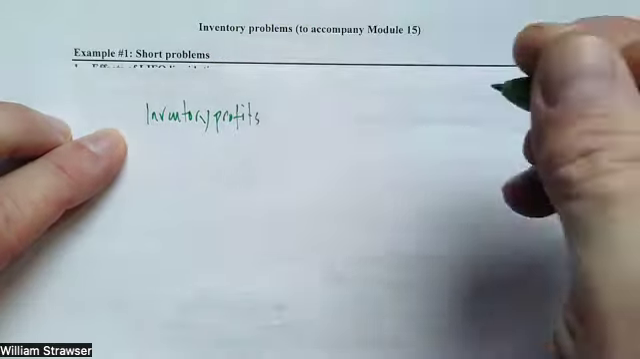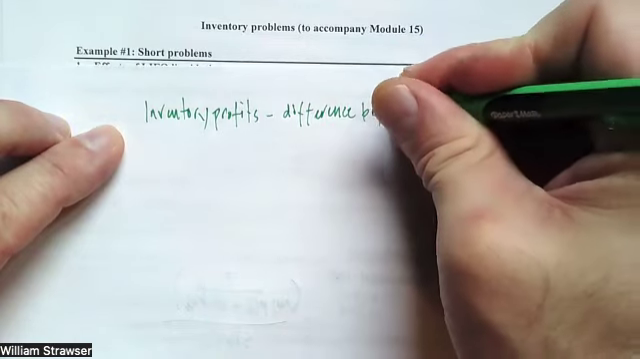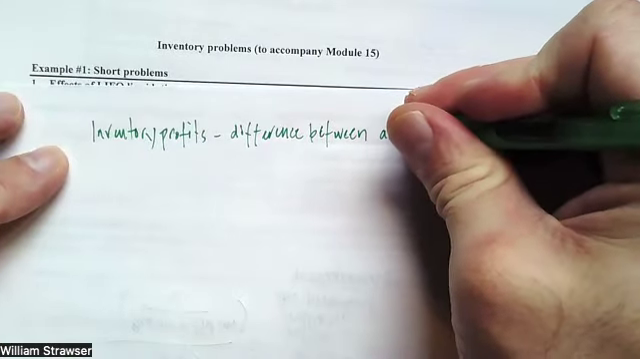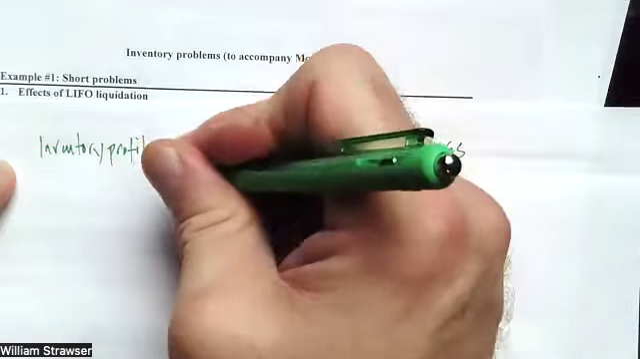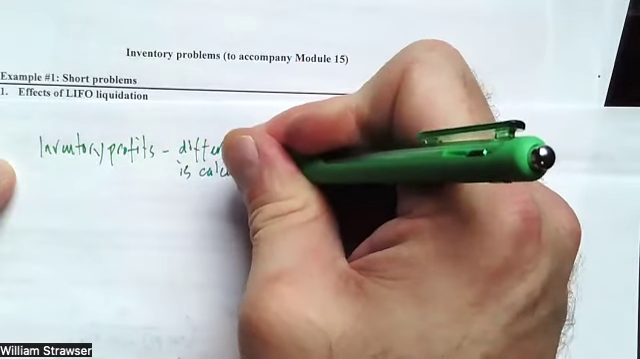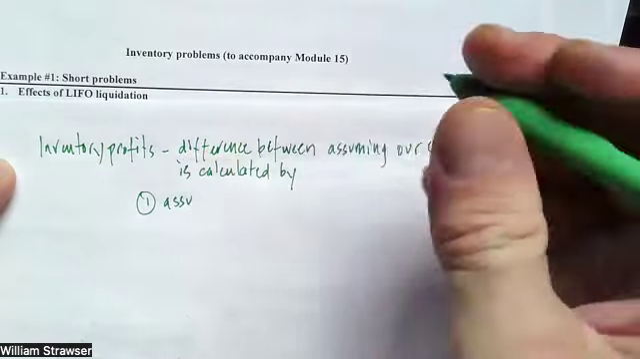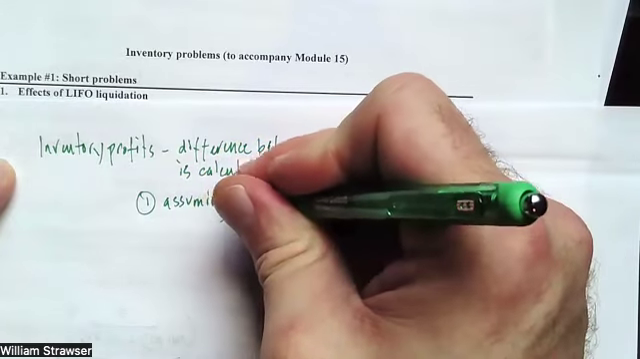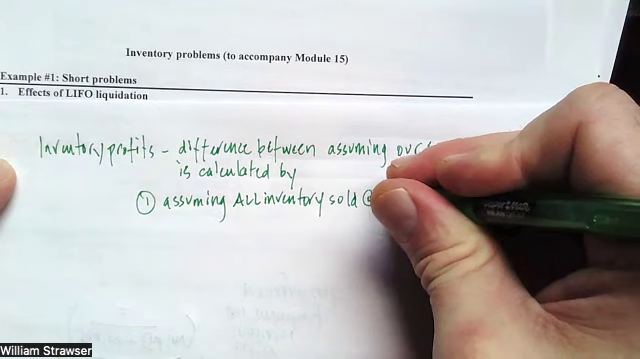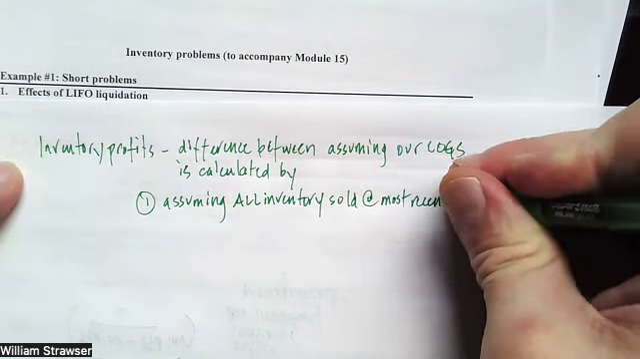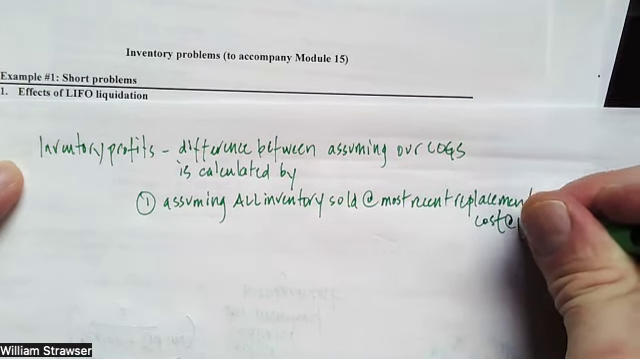is a term used in accounting to describe the difference between, one, assuming our cost of goods sold is calculated by assuming all inventory sold at most recent replacement cost at year end or at period end.